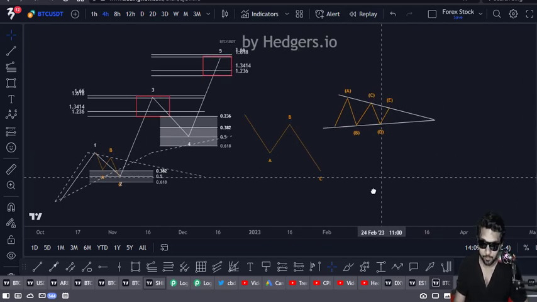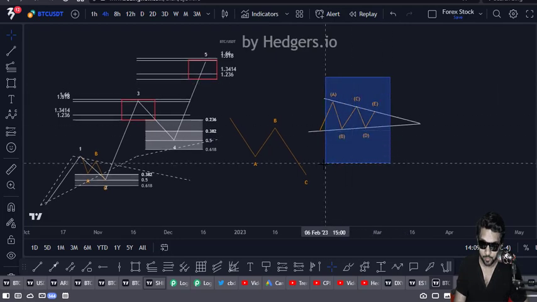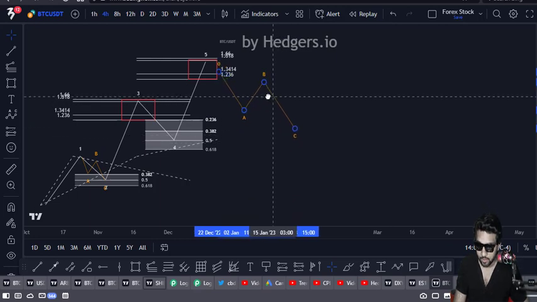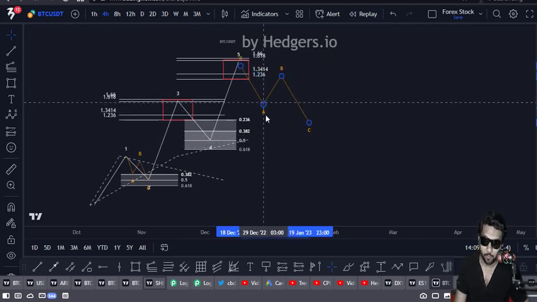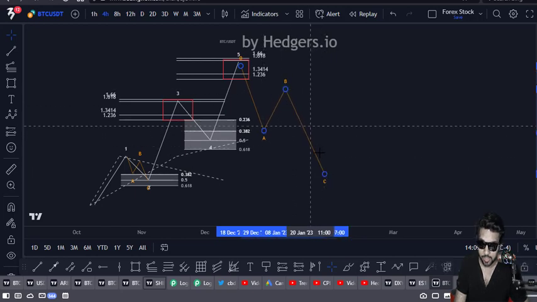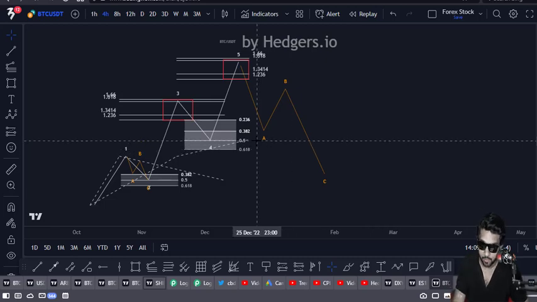After that, let me just remove this triangle now. It was there just for explanation for you all. And you can see we can have the ABC correction now. The ABC correction could be to the downside like this in terms of regular. I'm just taking it as regular right now for the explanation.